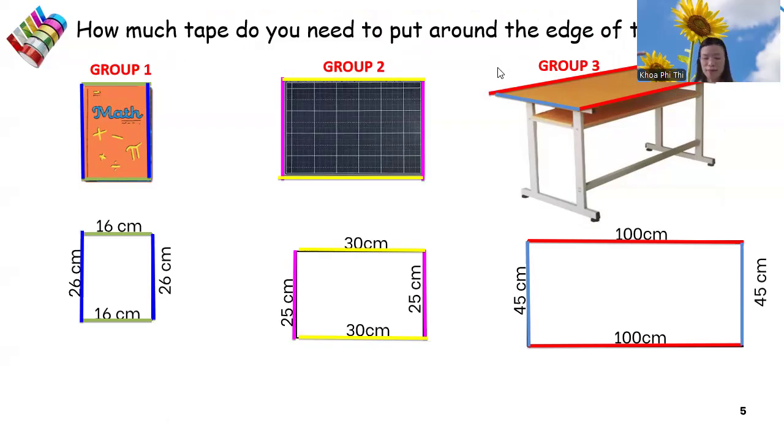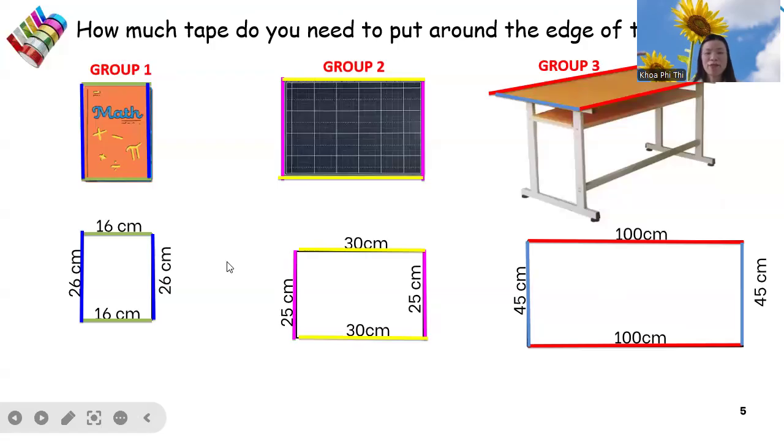Work together now, please. Group 1, find out the tape length for the book. Group 2, find out the tape length for the handboard. And group 3, find out the tape length for the table. Work with your partners in 2 minutes and find out how much tape we need for covering around the objects. You already have the numbers that you measured earlier. 2 minutes for you.